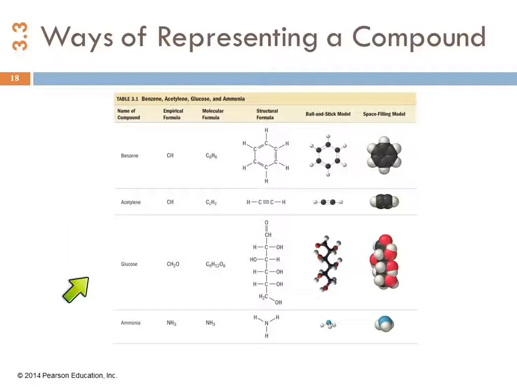Here's another table that might be helpful if you're trying to figure out all these different things. Name, empirical formula, lowest ratio. So here, benzene. The molecular formula is C6H6. The empirical formula is the lowest ratio, which is 1 to 1. Acetylene also has the empirical formula of CH, but it has a different molecular formula. This shows how the atoms are connected and what kinds of bonds connect them. Here we've got single bonds and double bonds. This is a ball and stick model, and this is a space-filling model.